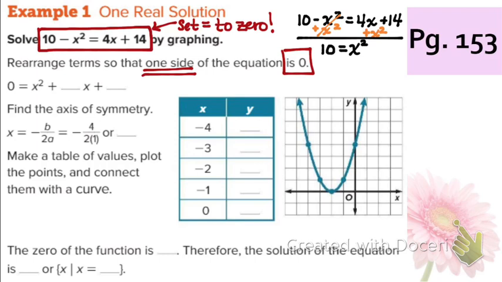x squared plus 4x plus 14. Do I have it equal to 0 yet? What do I need to do to get it equal to 0? How can I get this equal to 0? We're going to minus from both sides. Which thing do I want to minus? 10. Let's minus 10 from both sides.